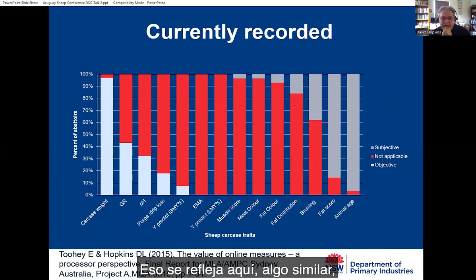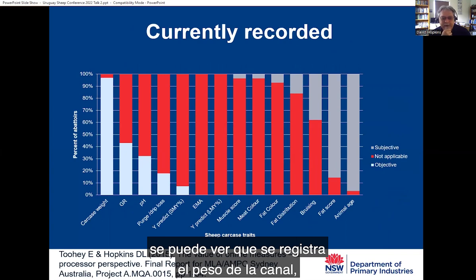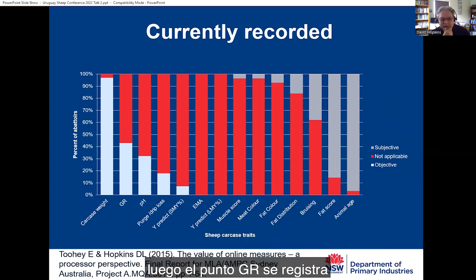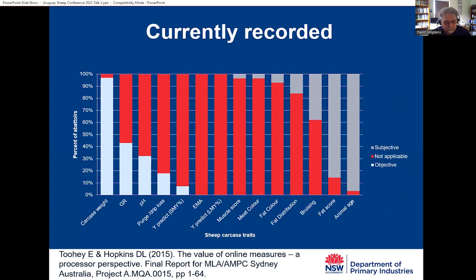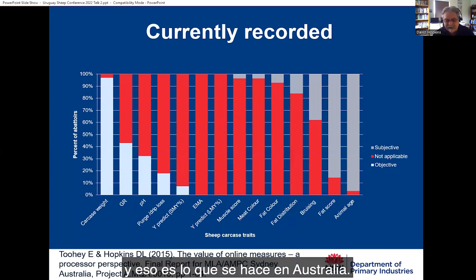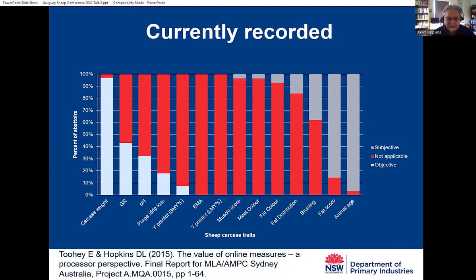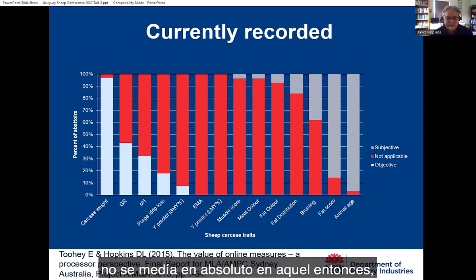And that's reflected here. Similar sort of thing. You can see carcass weight is recorded. The GR is recorded in more than 40%, but not all cases. pH is measured by 30% of processors, and that's linked to the Meat Standards Australia scheme. And then, of course, lean meat yield, not measured at all at this time, because they just didn't have the technology to do it.